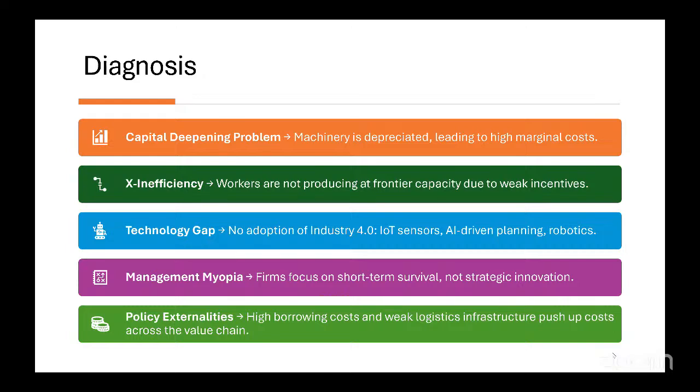And cutting corners without innovating. That's what they do. Finally, there are policy externalities. High interest rates make borrowing for upgrades too costly. And weak logistics infrastructure adds cost all along the supply chain. So all of these factors combine to create a serious productivity trap, and this is our diagnosis. I'll hand over to my colleague Navam to present the other bit.